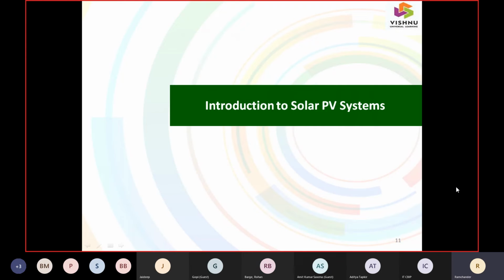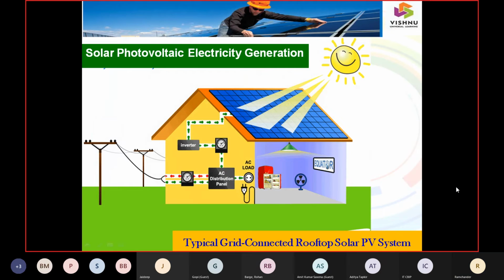Now coming to the solar PV system. This is what is important today. The 50.3 gigawatt I mentioned is solar PV systems. This is solar photovoltaic power generation: the light energy available from the sun is converted into electricity using the solar photovoltaic cells.